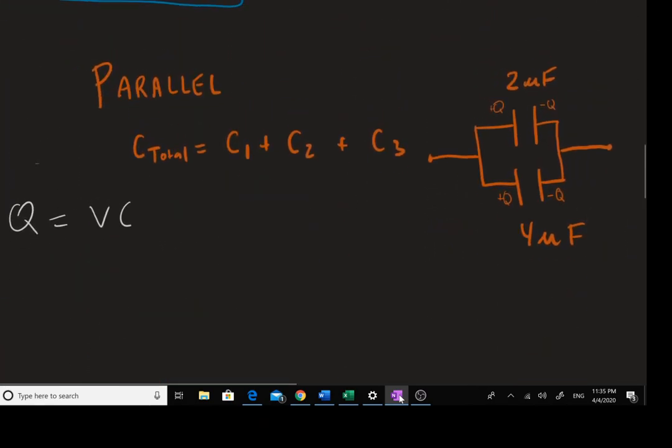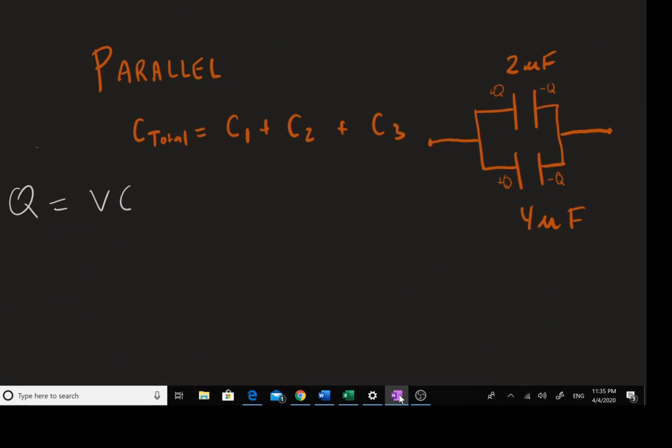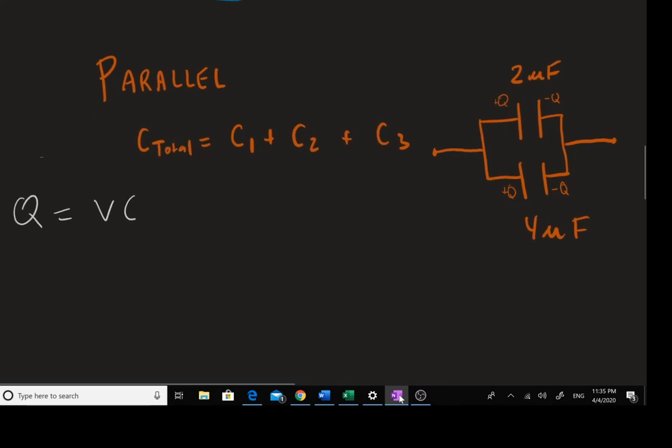And then for parallel, this is how they look right over here, just in parallel, just as you would with a resistor. And then this is the equation, and it's a lot easier. But unlike series, the charges are not the same throughout each one. They can be different, but the voltage is the same. So this voltage right here is going to be the same as this voltage here.